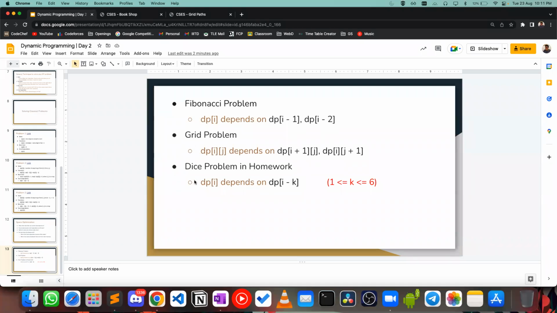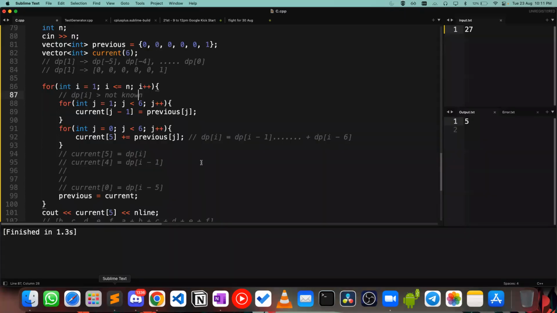Okay, great. And what about the dice problem? I think this we've already discussed. So dp i only depends upon dp of i minus k, going from 1 to 6. And we have also seen how it looks in the code. This is how it looks.